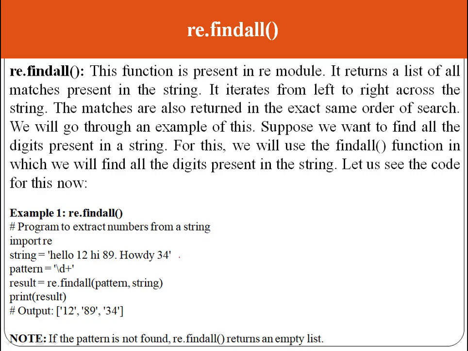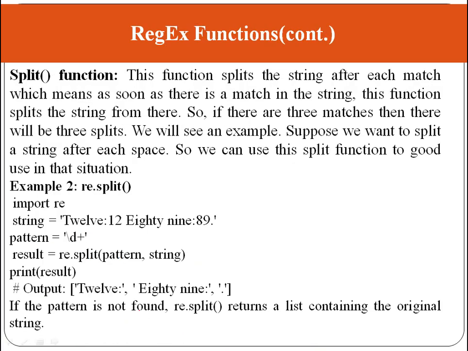So this is the string. First, you have imported the regular expression module. Then you have defined one string. Then here, this is the pattern we have defined, right? And here you are using findall, and this is how it is finding all the digits. First it has found 12, then it found 89, then it found 34. It gives us the list back, in the sequence it has found them.